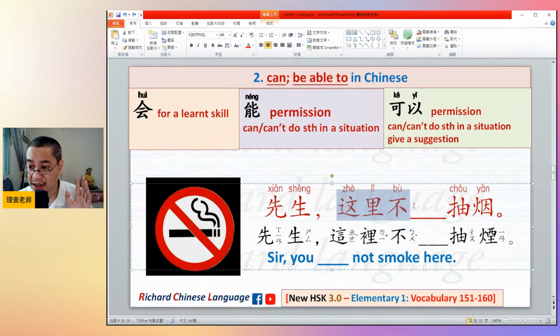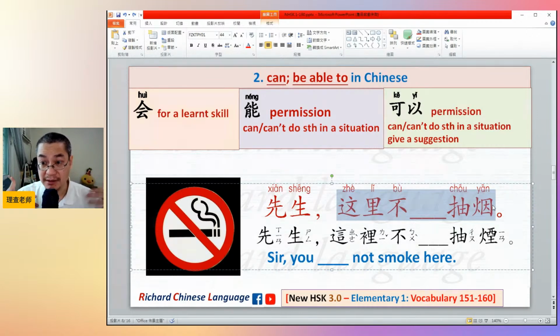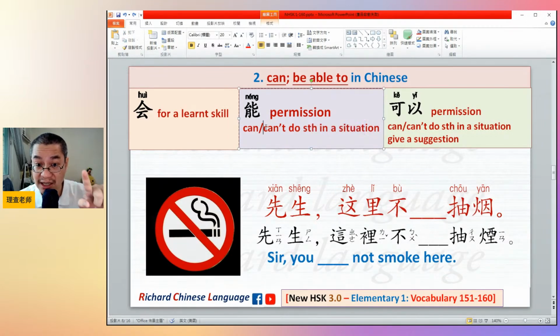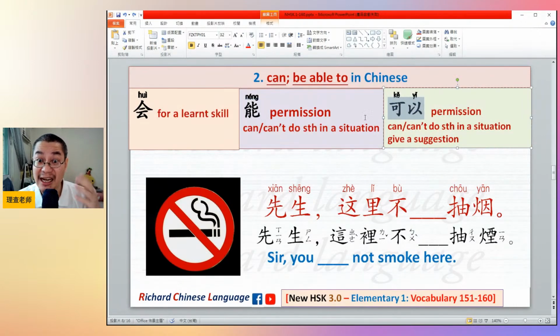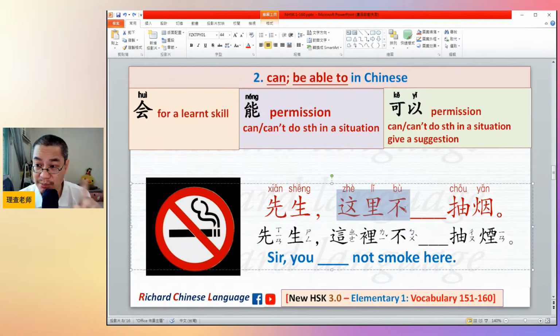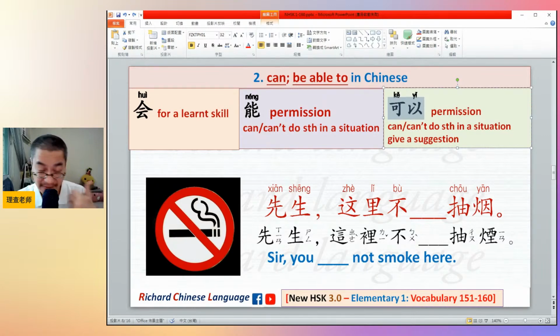Actually, 这里不能抽烟. You are talking about a situation, right? In this situation, in this place, you can't do something. You can't smoke, right? So you're talking about in a place, in a situation, you can do something, you can't do something, right? So here, you can use 能, you can use 可以, either one is correct. 先生，这里不能抽烟。先生，这里不可以抽烟。Okay? Either one is okay.